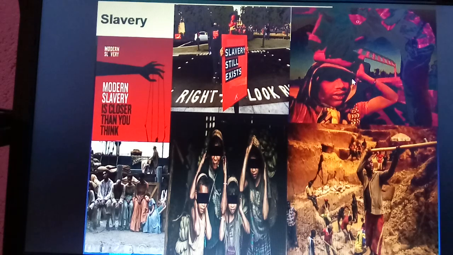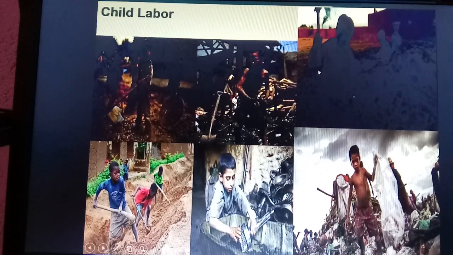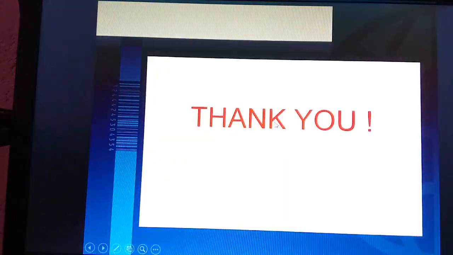Slavery in modern times and child labor: minors who are asked to work, and because they are not knowledgeable about their wages and benefits, they work just to receive something, and they are being exploited. These kids are deprived of their childhood. They are supposed to go to school and to play, but unfortunately, they are victims of child labor.